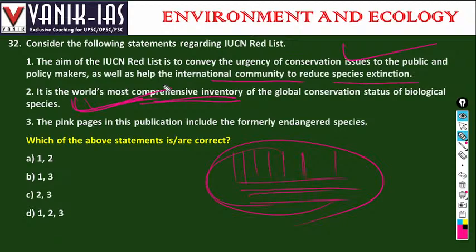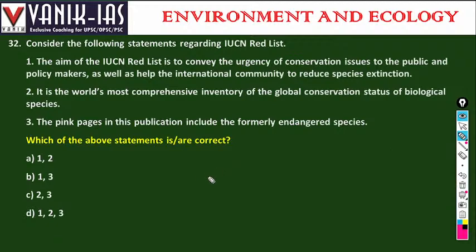Pink pages in this publication include formerly endangered species. Yes, pink pages give the information regarding formerly endangered species. The aim of the IUCN Red List is to convey the urgency of conservation issues to the public. Yes, there are different types of species, for example critically endangered, then endangered, then vulnerable, then least concern, extinct. These are different categories that are specified, and the status of each and every one is specified in the IUCN Red List.